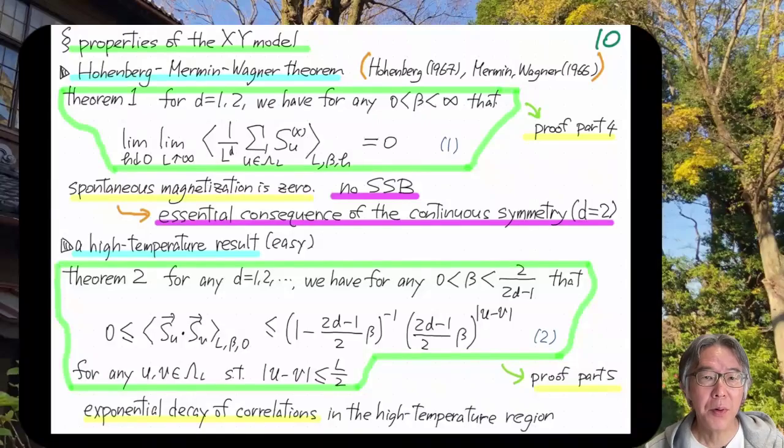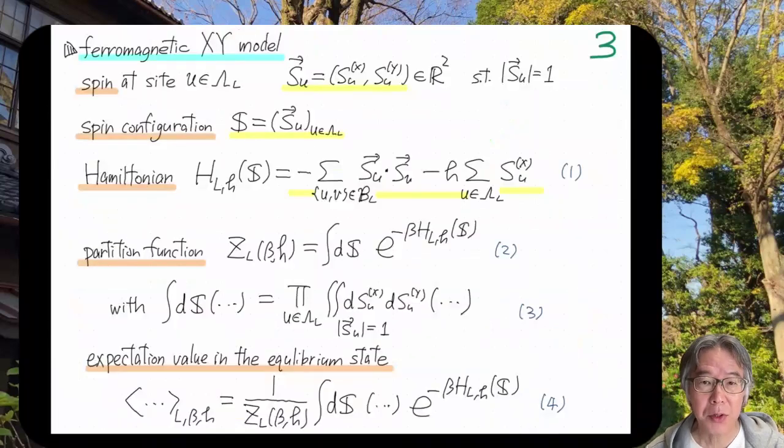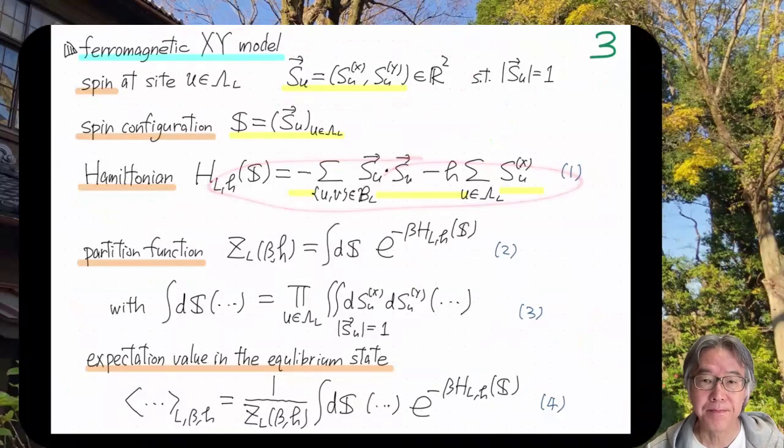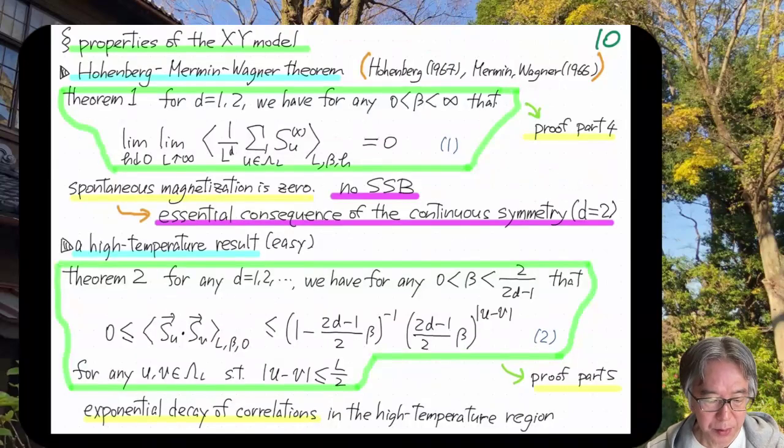All right, now we focus on the XY model, which is our main subject. So this is a definition. I hope you remember, this is our spin, and this is the Hamiltonian. Okay, so let me start with an important theorem called the Hohenberg-Mermin-Wagner theorem.